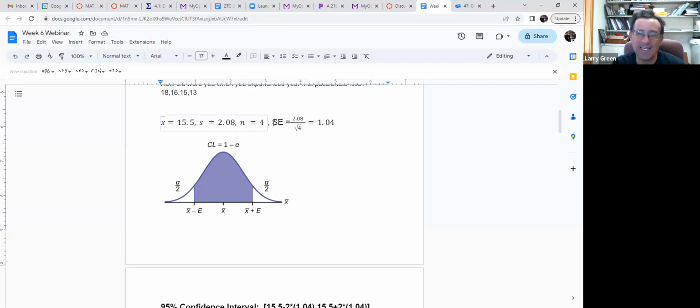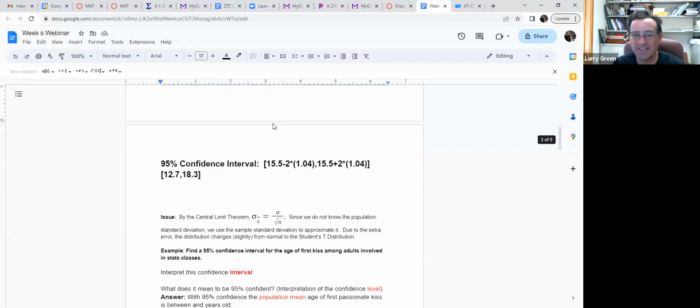And instead of the normal distribution, he named the distribution that the mathematics he came up with after his students. And he called it the student's t-distribution. So it turns out you're going to use the student's t-distribution instead of the normal distribution.